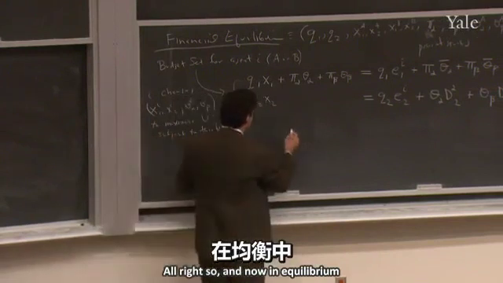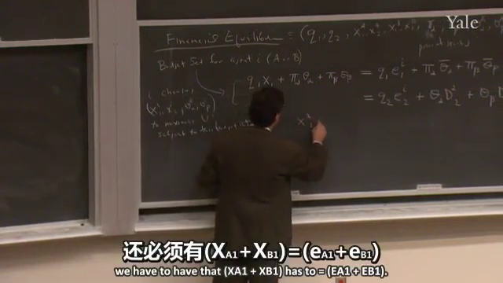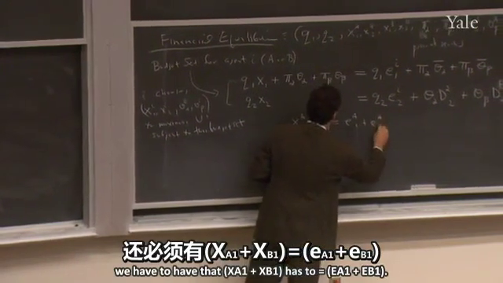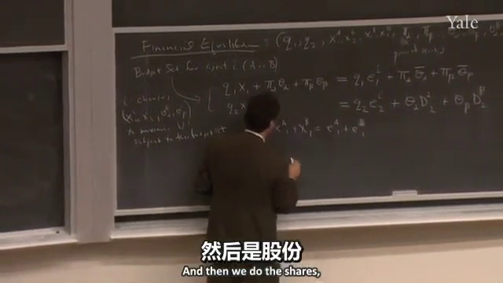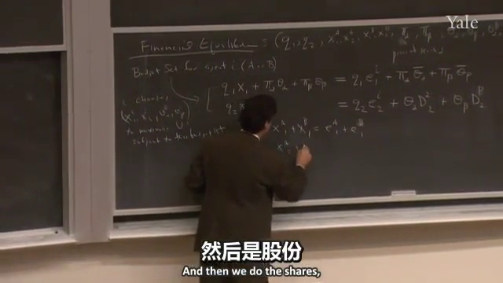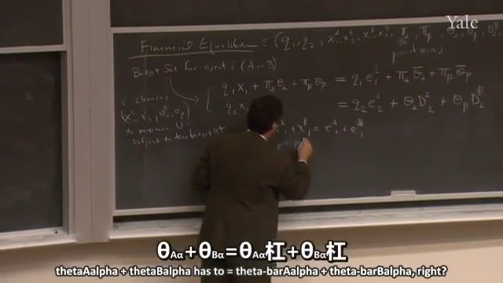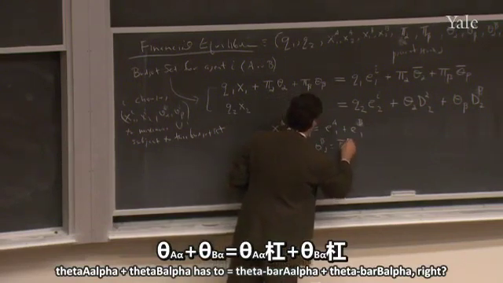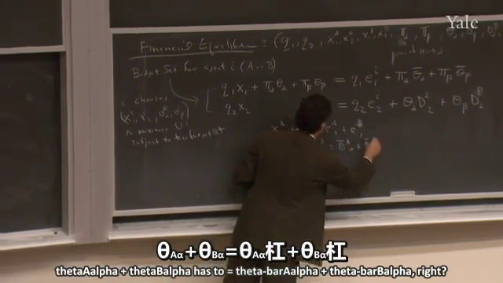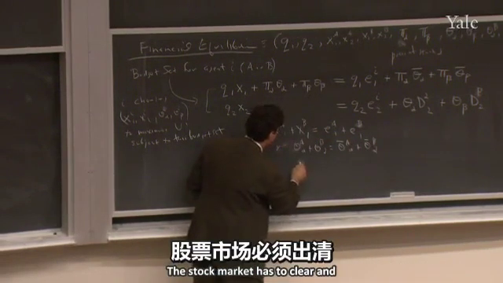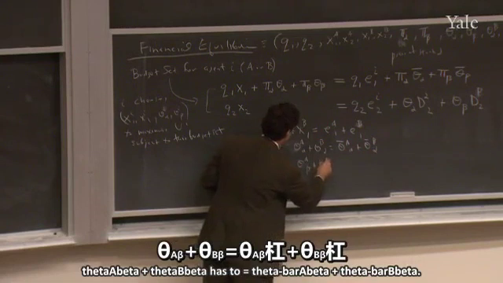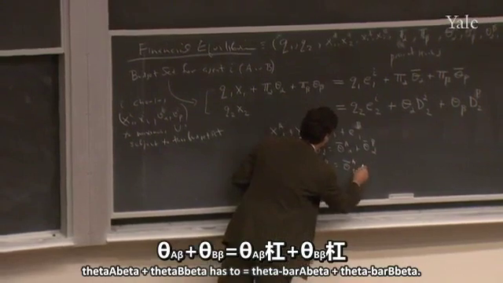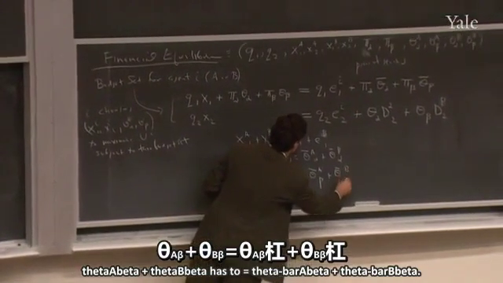Okay, so A is going to pick what shares to hold and how much to consume today, and then, of course, looking forward, A is going to be able to figure out what he's going to end up consuming tomorrow. All right, and now in equilibrium, we have to have that x_A1 plus x_B1 has to equal e_A1 plus e_B1, okay, and then we do the shares: theta A alpha plus theta B alpha has to equal theta bar A alpha plus theta bar B alpha, right? The stock market has to clear, and theta A beta plus theta B beta has to equal theta bar A beta plus theta bar B beta.